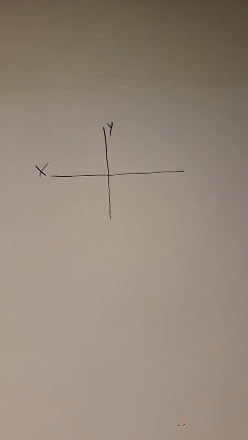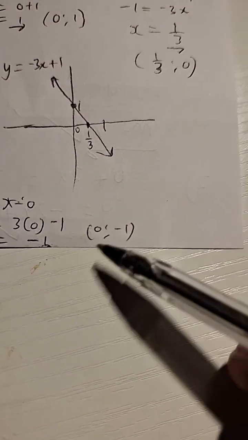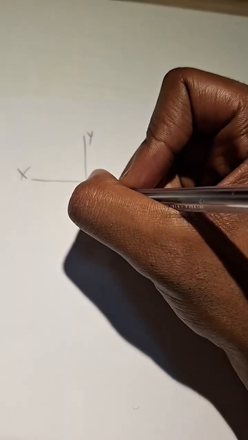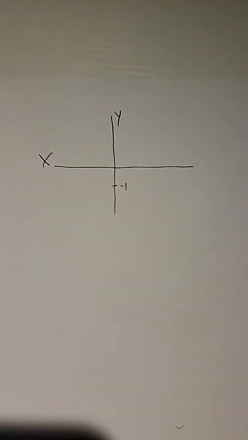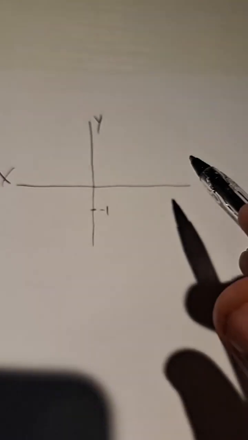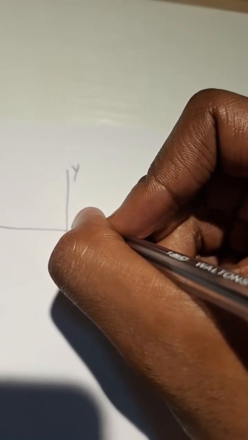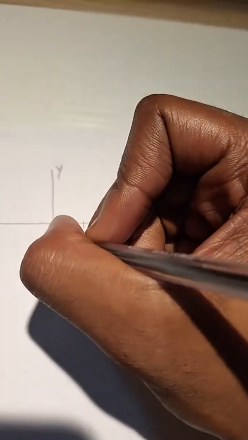Okay, then remember we had 0 and negative 1. 0 and negative 1 is down here somewhere. And then 1 over 3 and 0. Remember, 1 over 3 and 0 is between 0 and 1, but 1 over 3 is closer to 0. So let's write 1 over 3 there. Then we just point here, point there.